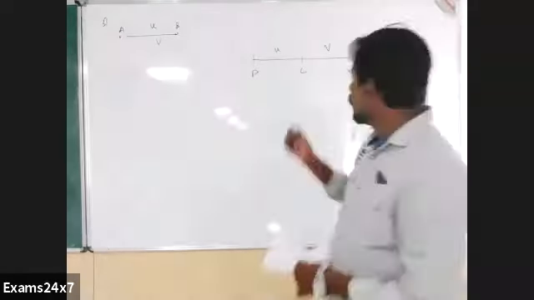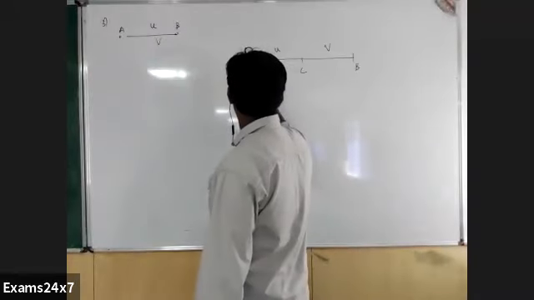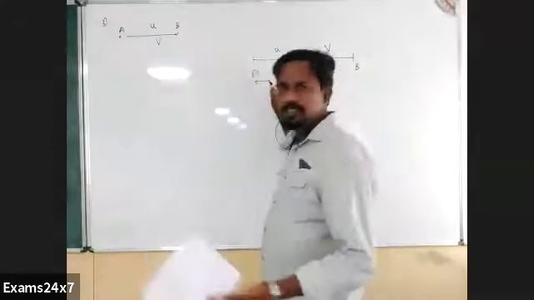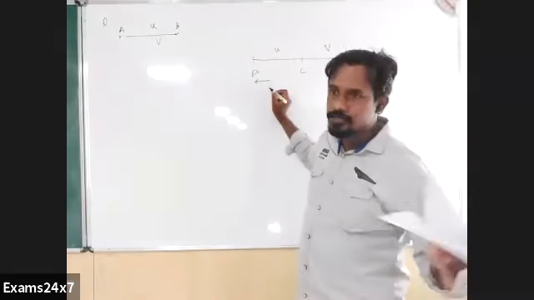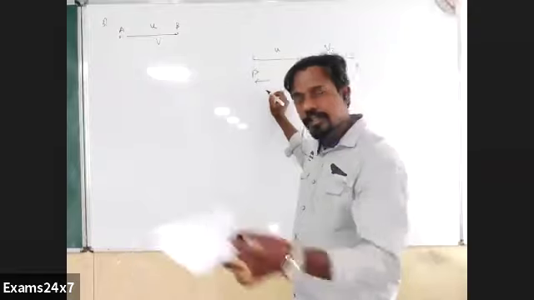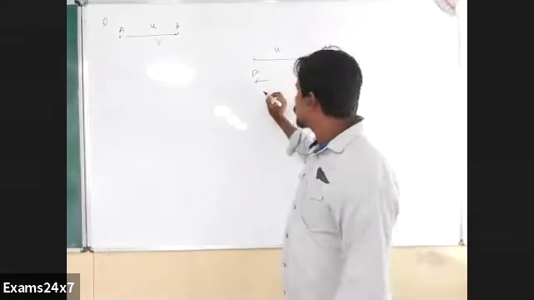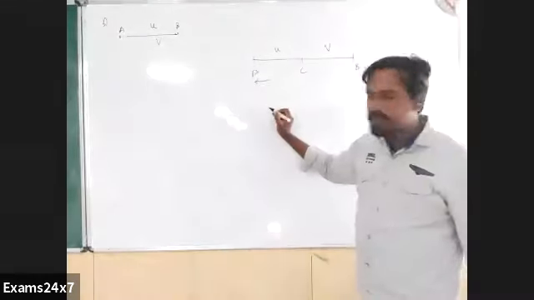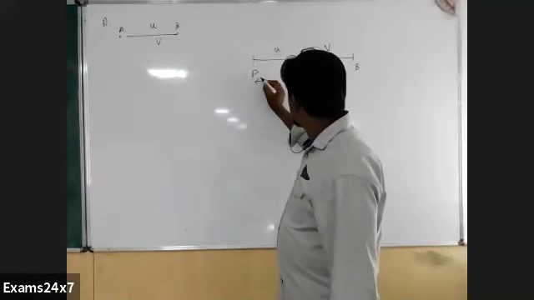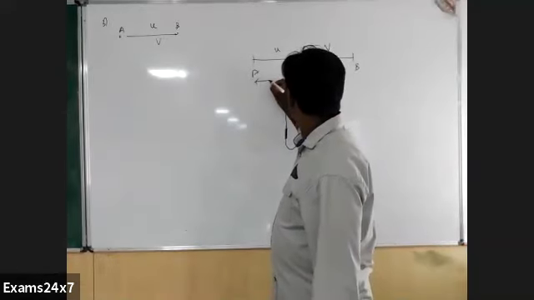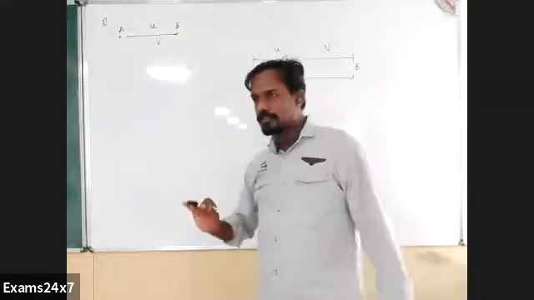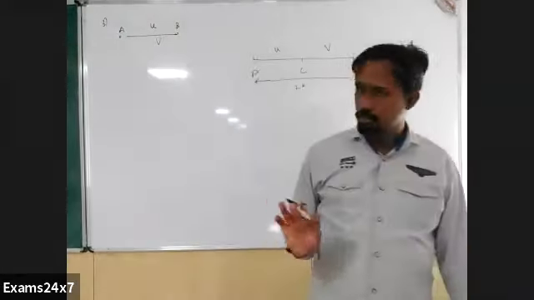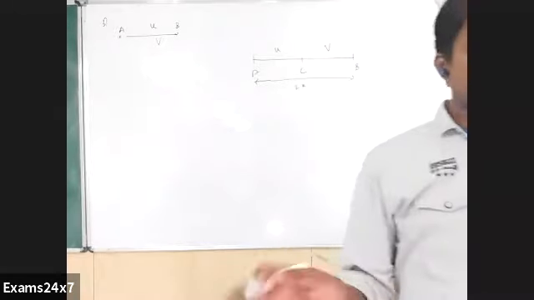Clear? Now let me take the displacement or distance. Since it is moving in a straight line, I don't have to worry whether it is distance or displacement, because distance is equal to displacement. So you don't worry about the term which I use. The displacement from A to B is 2x. For my convenience, I can take it as x, no problem. I can take it as 4x, no problem.